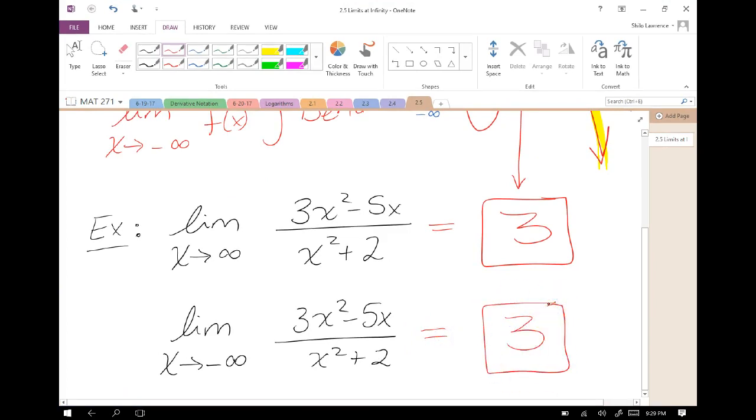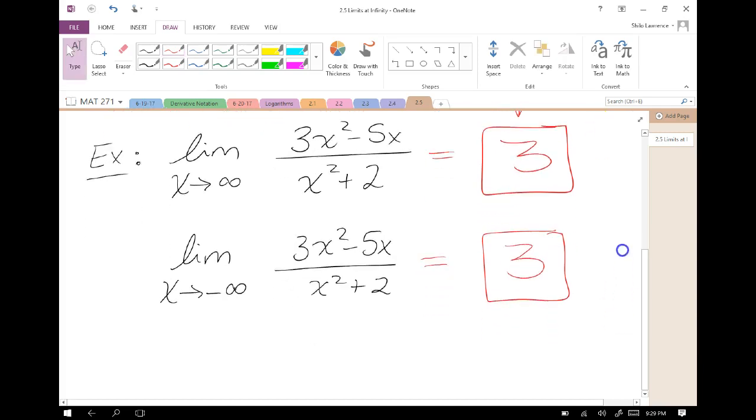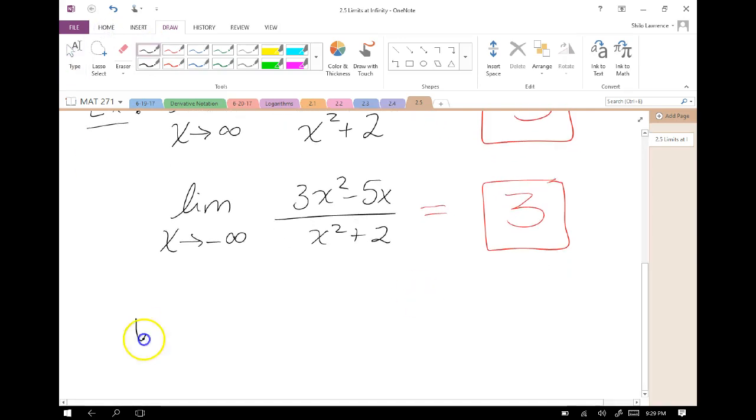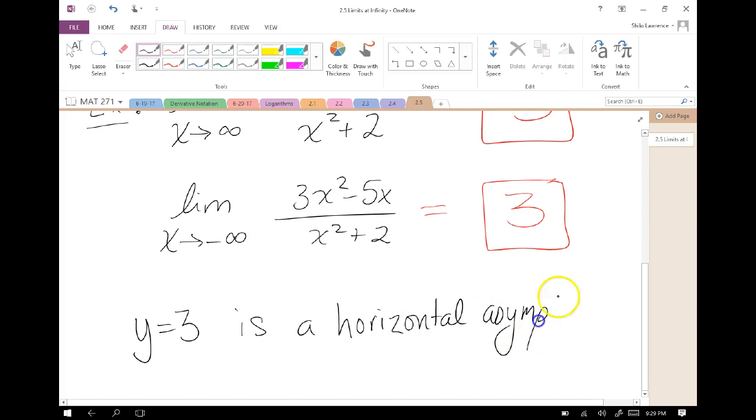And it is common to get the same number for both answers. And what that actually means is that y equals 3 is a horizontal asymptote of 3x squared minus 5x over x squared plus 2.